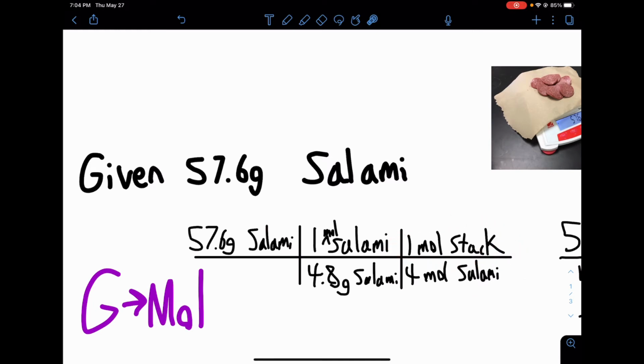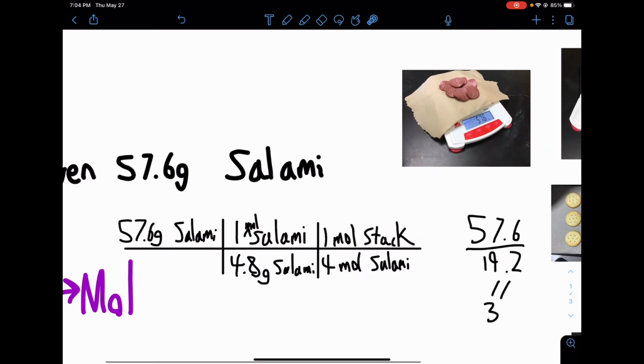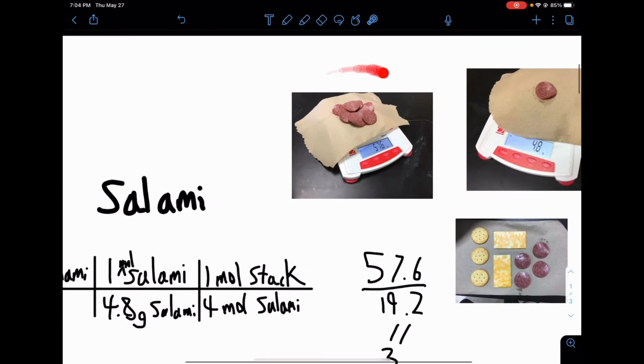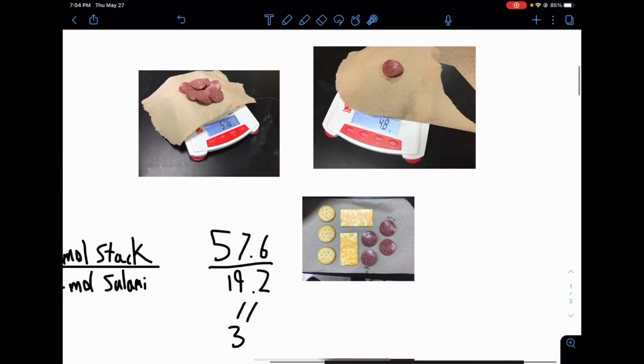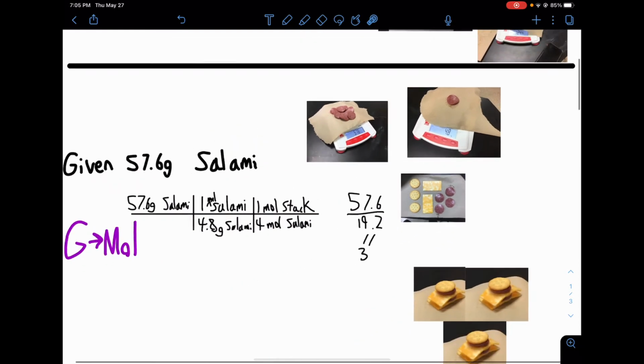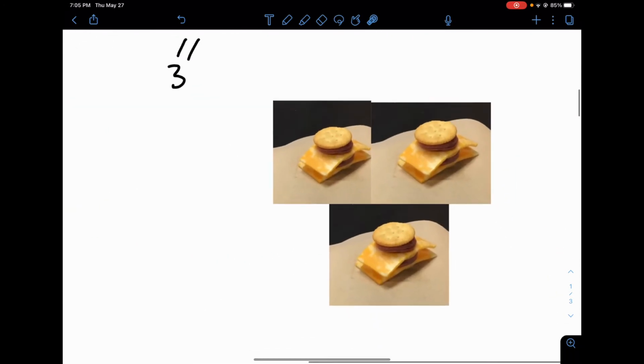And so then we multiply this whole top row by each other once we're done again, which is just going to be 57.6, divided by the bottom row, and then we do all that, we're just going to end up with 3. So you see, you get all these, and you've got 4 of those in each one, and what we're going to end up with is 3 cracker stacks total.